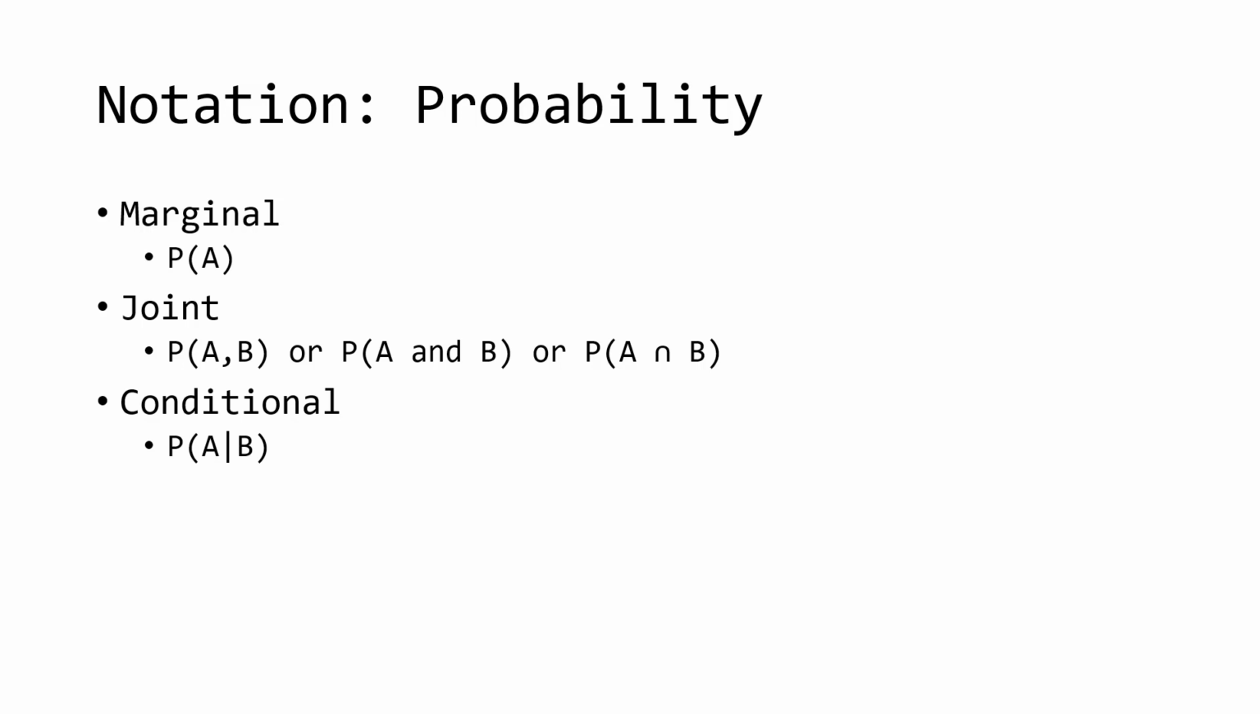In the context of multivariate probability, when we encounter P of A, this is referred to as the marginal probability of A. When we see any of the following, P(A, B), P(A and B), or P(A ∩ B), these are different notations for the same thing, the joint probability of A and B. Finally, when we see P(A | B), which is read as A given B, this is conditional probability.